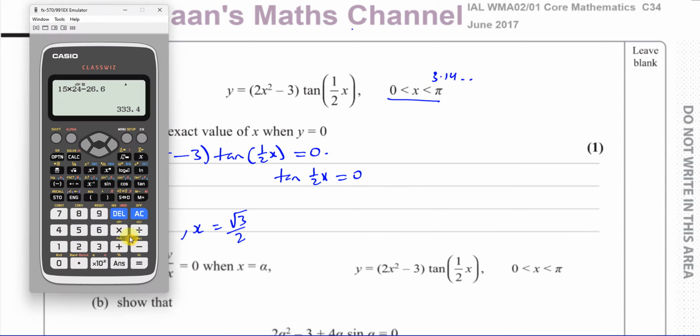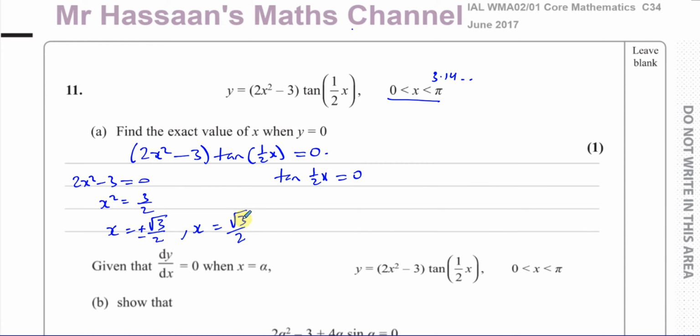So if we take our calculator and do root 3 divided by 2, that gives us a value which is less than 3.14, of course, so that's fine. So this is our solution. Now it says the exact value, and that means that the other equation won't give us any solutions.